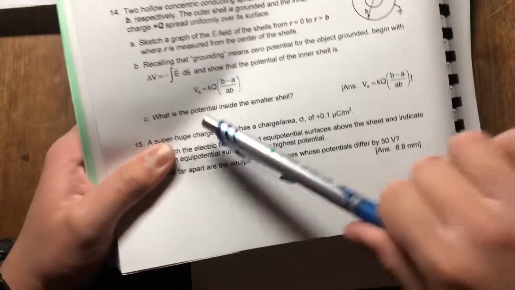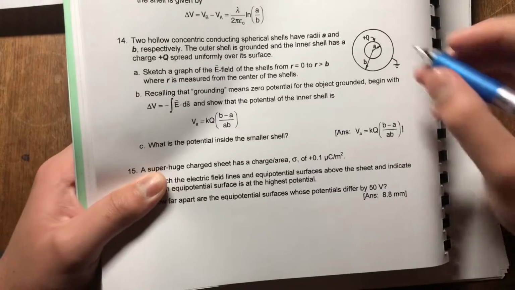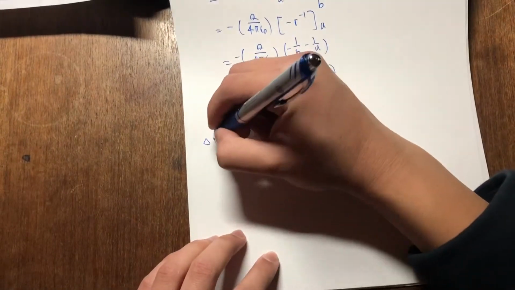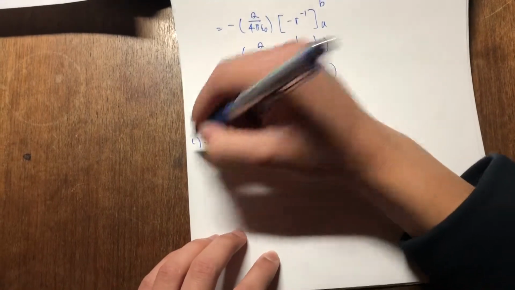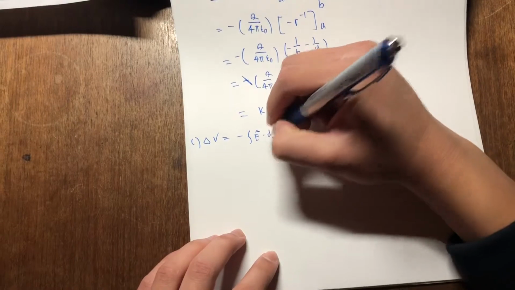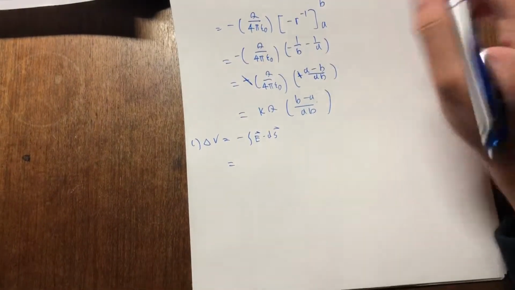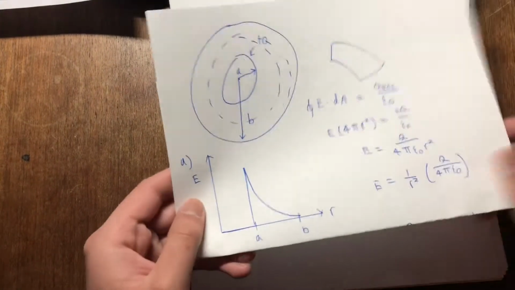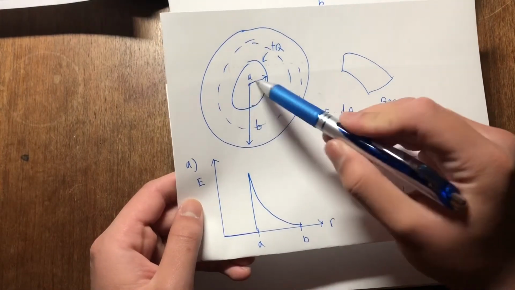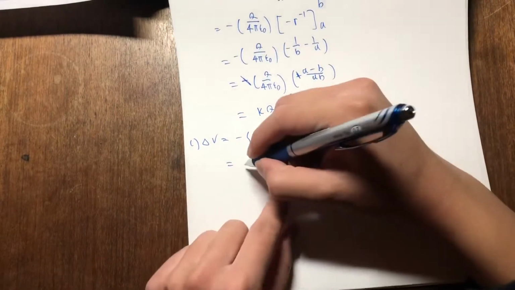Let's do part C. What is the potential inside the smaller shell? So what's the potential right here? Well, let's see what we've got. We're going to start with delta V equals negative integral E dot ds. Well, let's look back right here. We know that since this is a shell and not a sphere, the E field inside the inner shell will be 0. So we know that is 0.